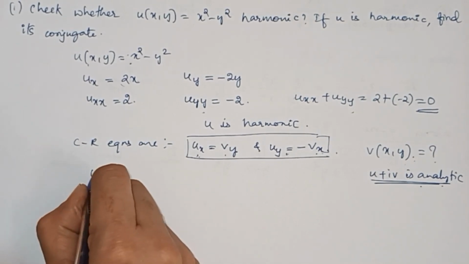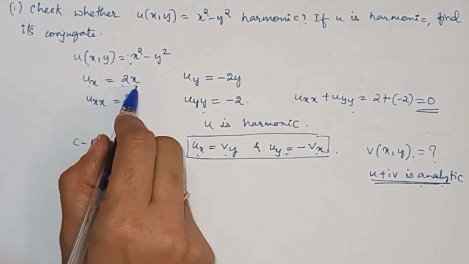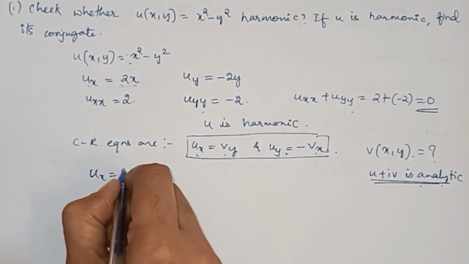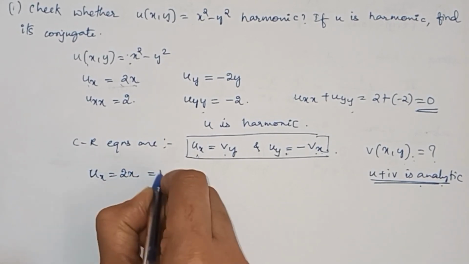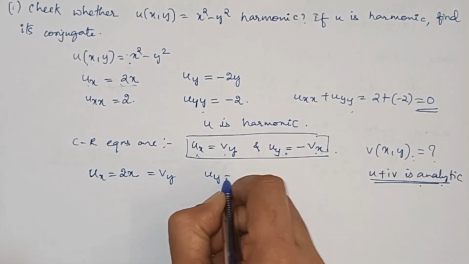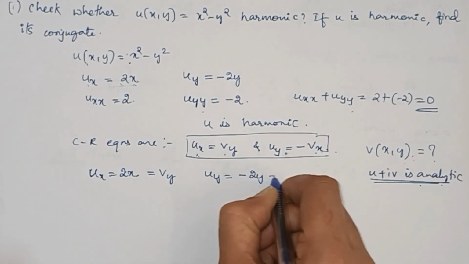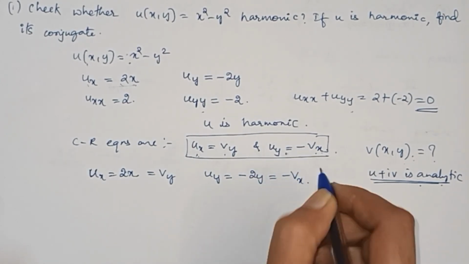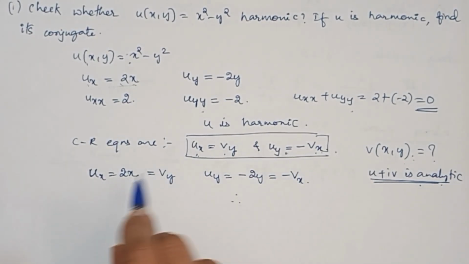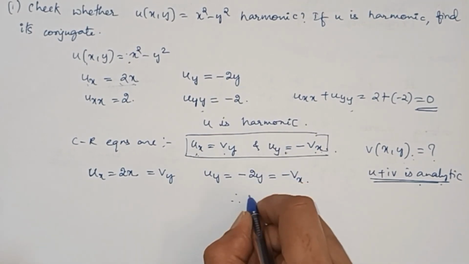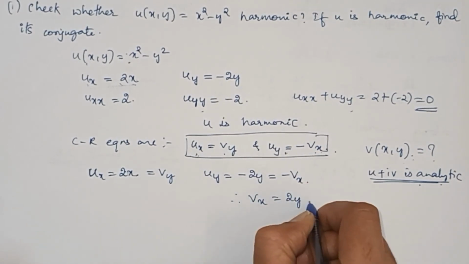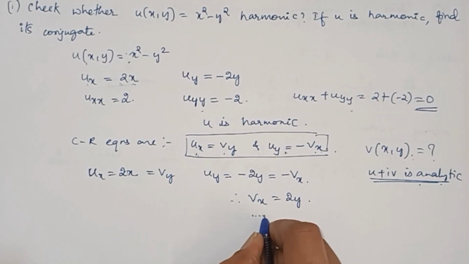Therefore, first find out ux, which we already have here. Ux is equal to 2x, which is equal to vy. Uy equal to minus 2y, which is equal to minus vx. Therefore, make use of any one of the equations. I will use this. Vx is equal to 2y. Now you have to integrate this with respect to x.